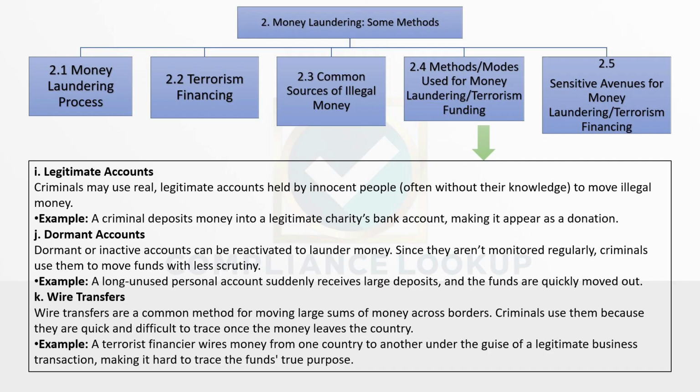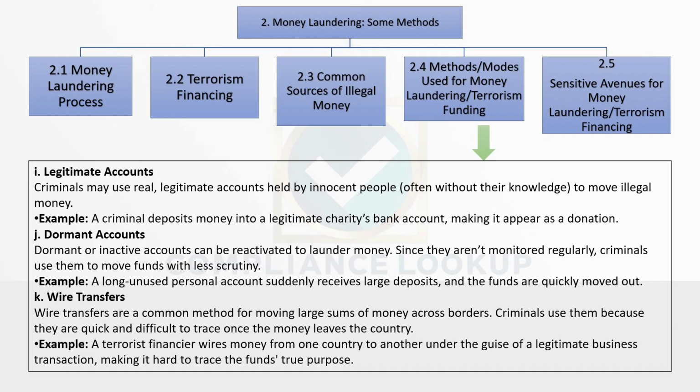K. Wire transfers. Wire transfers are often used by criminals to move large sums of money across borders because they are fast, and once the money leaves one country, it becomes harder to trace. Criminals, such as those involved in terrorism financing, frequently use wire transfers to disguise their illicit activities.